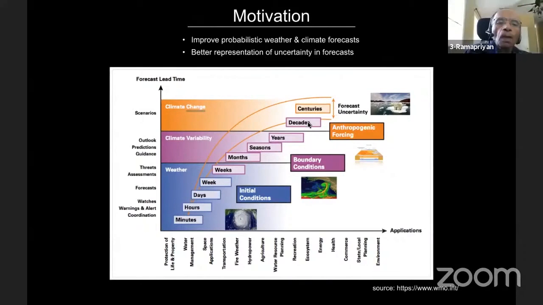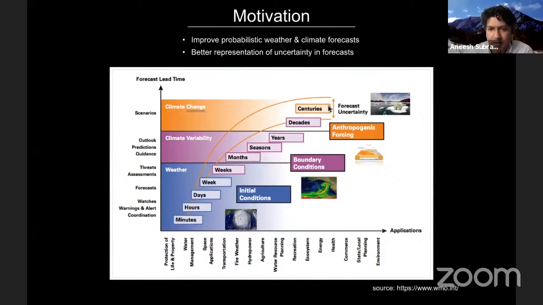And then out to decades and centuries, which is the climate change problem. At those timescales, we do have uncertainty. And the signal at those timescales is a function of the external forcing that we add to the Earth system. So for instance, anthropogenic forcing from CO2 or other greenhouse gases.